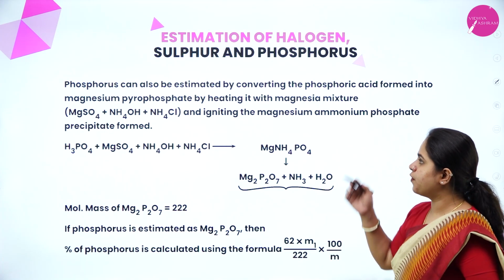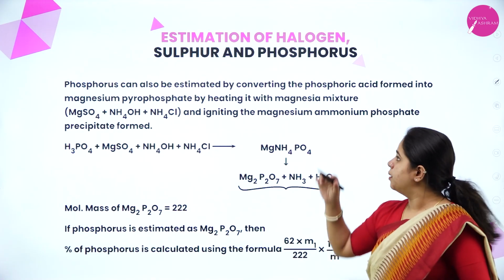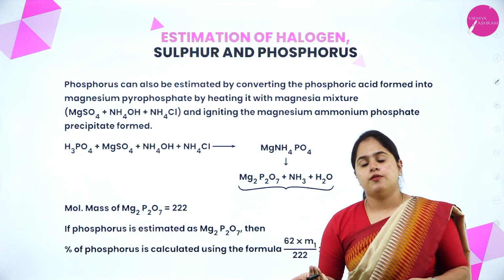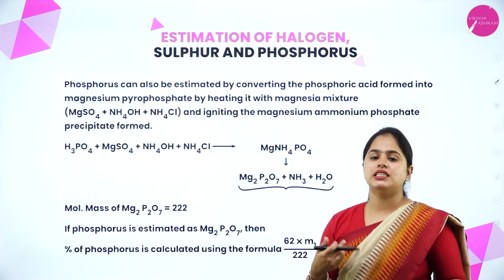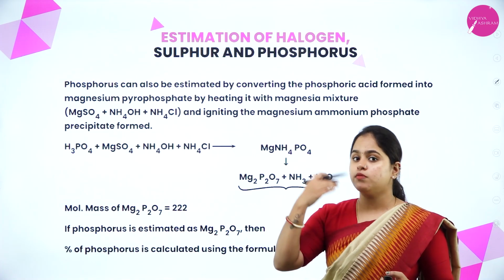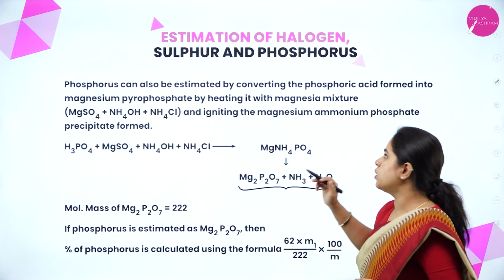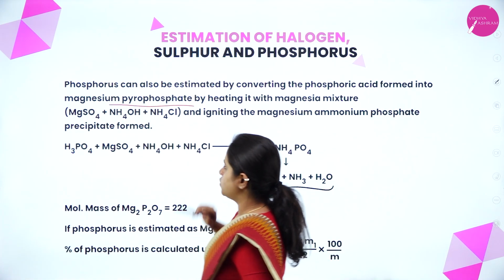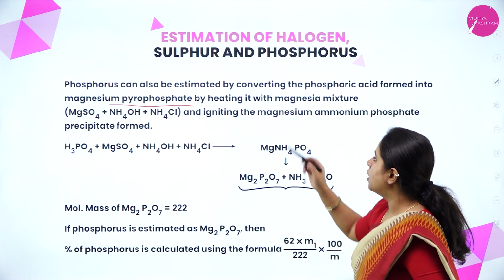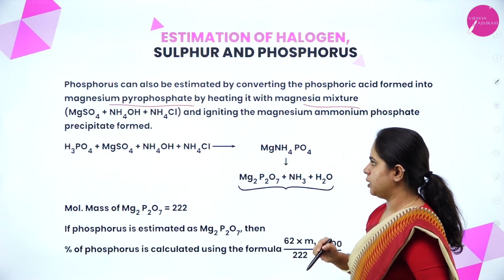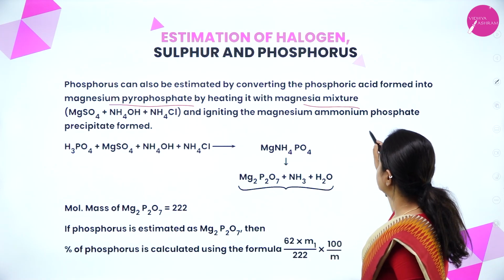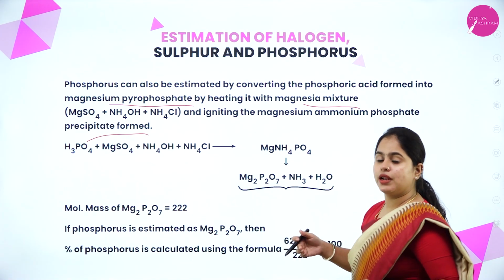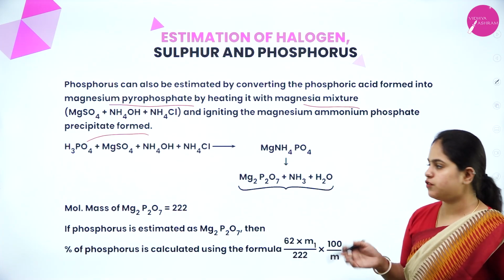Now another method is that phosphorus can also be estimated by converting the phosphoric acid formed. That is, the phosphorus containing organic compound, when it reacts with nitric acid, forms phosphoric acid. Now this phosphoric acid is further reacted by heating it with magnesia mixture, and igniting the magnesium ammonium phosphate precipitate formed gives magnesium pyrophosphate. From that as well, we can calculate the percentage of phosphorus.